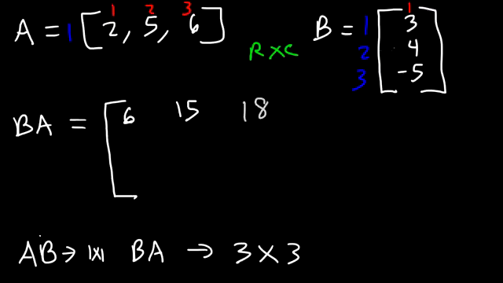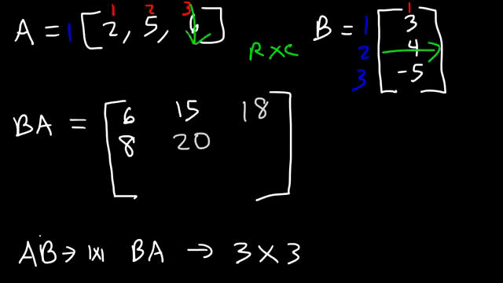Next, we're going to move on to row 2 and then column 1. 4 times 2 is 8. So that's going to go in the second row, first column. And then we're going to have row 2 by column 2. So that's 4 times 5, and that's 20. And then it's going to be row 2 times column 3. And 4 times 6 is 24.